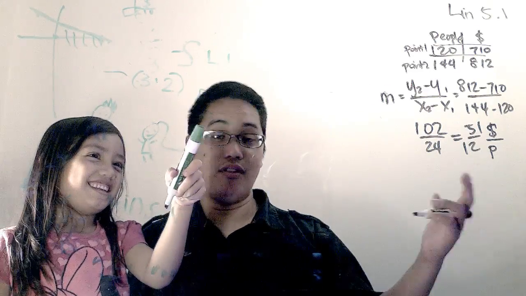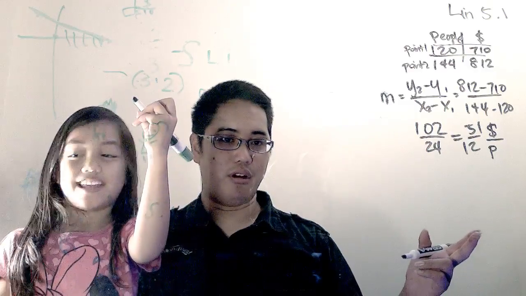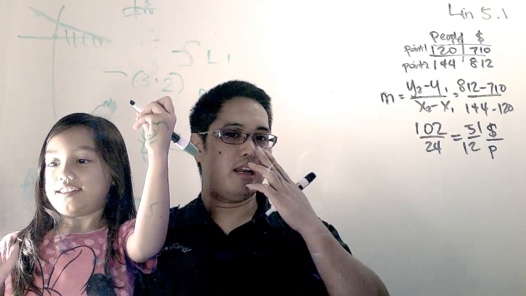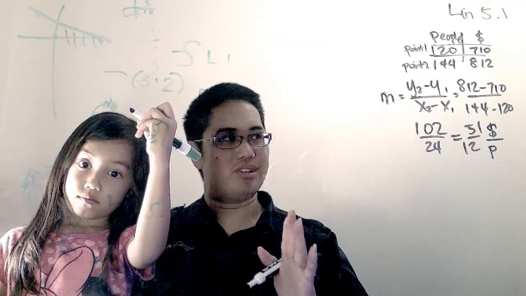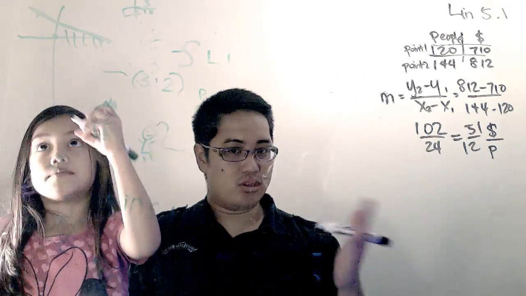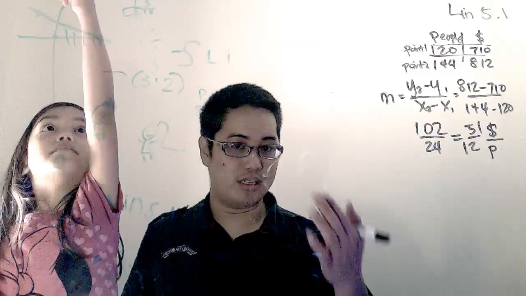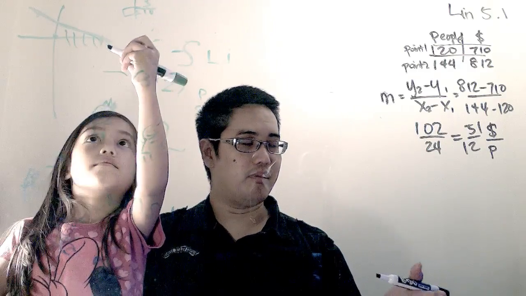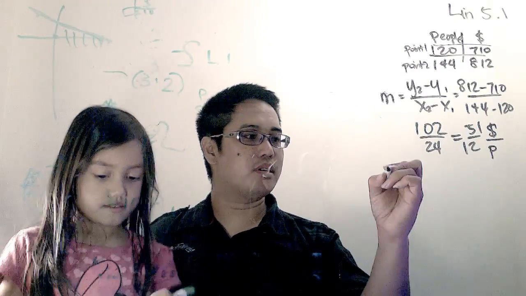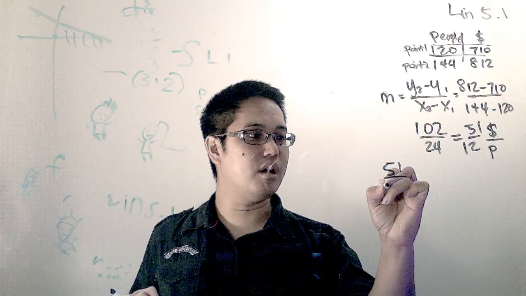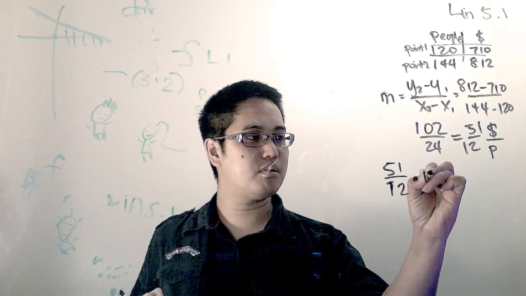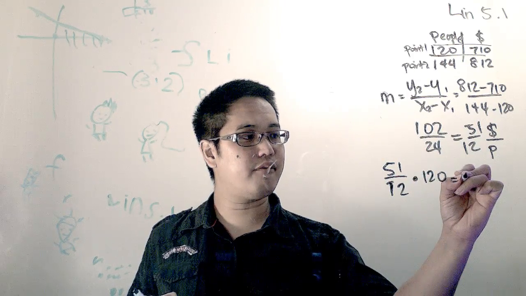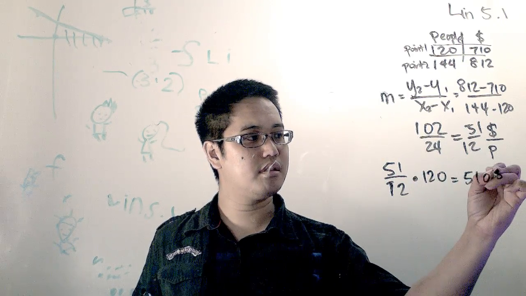All right, so it's 51 over 12 dollars per person. And if you have 120 people, we're taking out the idea that they're charging us money for renting the theater without having any people in the first place. Then if you multiply 51 over 12 times 120 people, I only get $510.